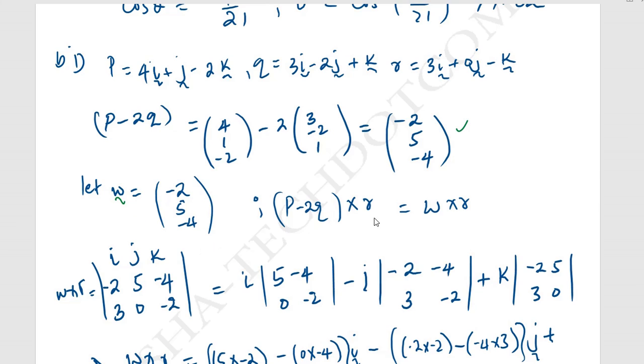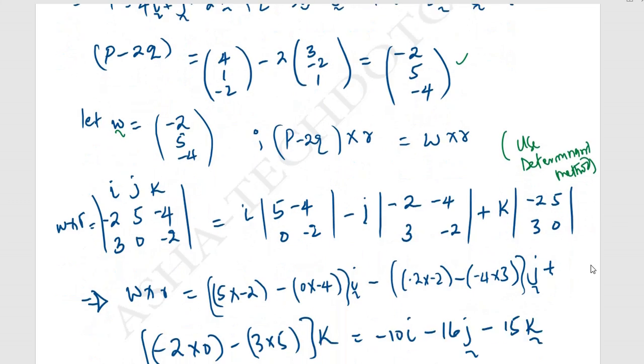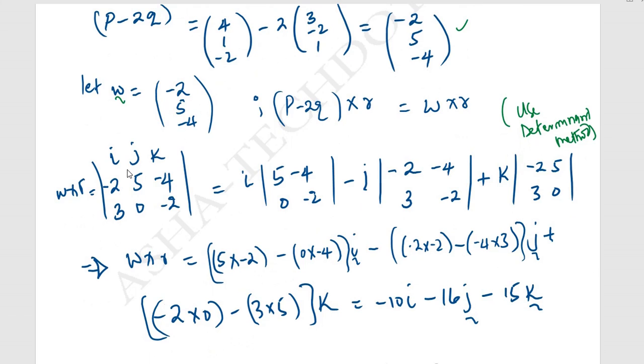So if we are to cross it, then it means we shall have a cross of w crossing r. So that means we are going to use the determinant method to find the cross product of w by r. So we create a 3 by 3 matrix with i, j, k. Then we put the members of vector w, which is negative 2, 5, negative 4. Then the members of vector r, which will be 3, 0, negative 2.